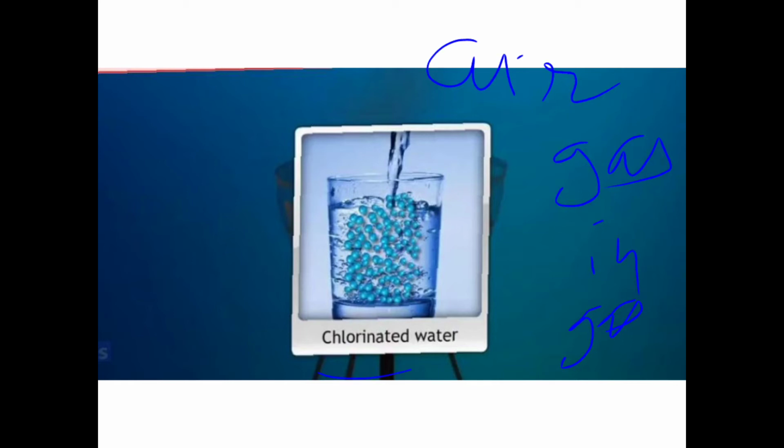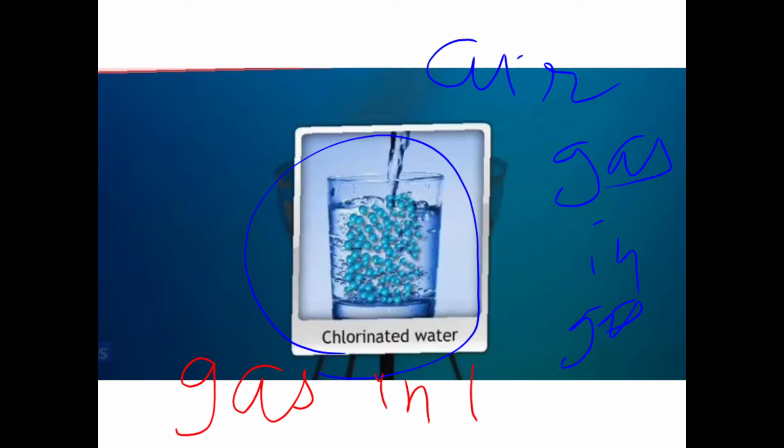And chlorinated water, that is nothing but gas in liquid. The water we get is chlorinated water just to kill the germs, or when you go to swimming pools, that water is chlorinated water. To kill the germs, we add chlorine into it. So that is gas in liquid. All right, so these are the things which we studied before.